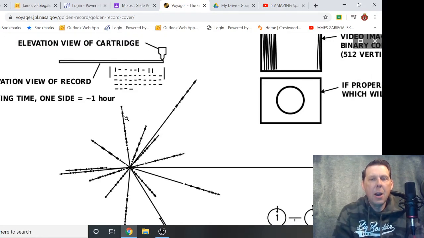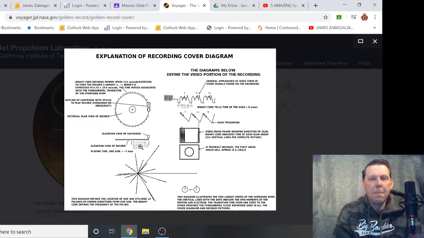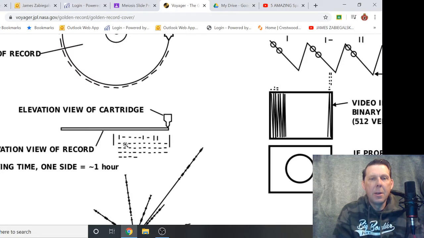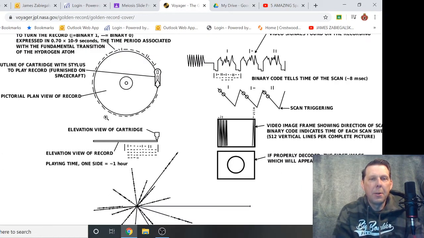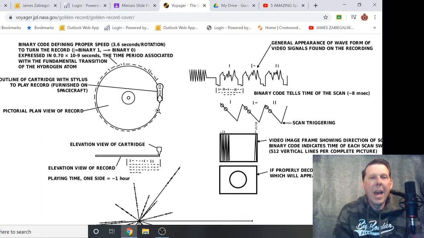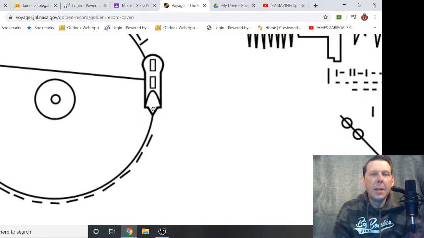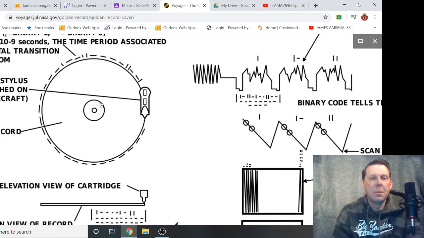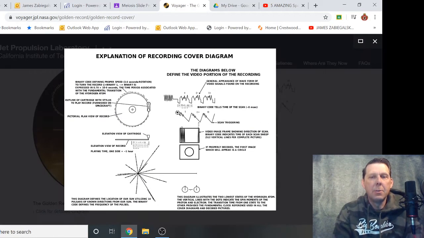This shows how to set up the record, and then in binary code again, dashes and ones, this is the time. This is to tell about how long it should take to play the record. This is the record and how fast it should rotate. It shows that you put the stylus or the needle on the outside, and how fast you should rotate it in order to get the sounds.